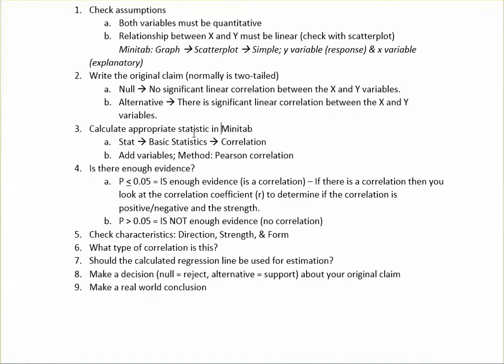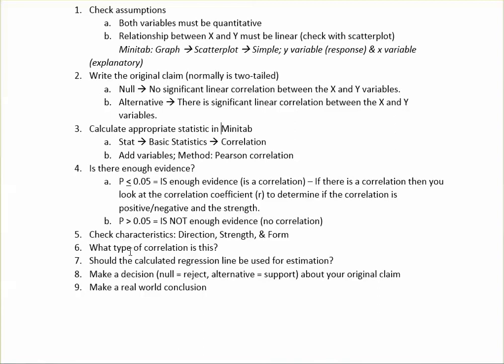You calculate the appropriate statistics in Minitab, which is Stat, Basic Statistics, Correlation. Make sure you pick the method of Pearson correlation. If p is less than 0.05, there is enough evidence, so it is a correlation. If that's true, then you look at the correlation coefficient r to determine if the correlation is positive or negative and its strength. If p is greater than 0.05, it's not enough evidence, so no correlation.